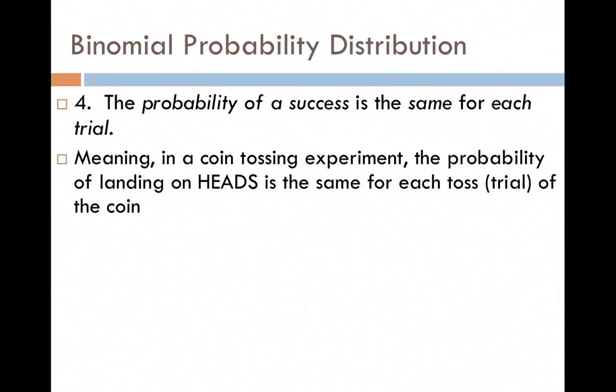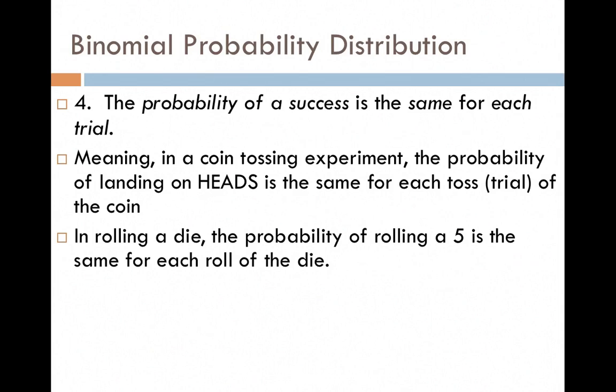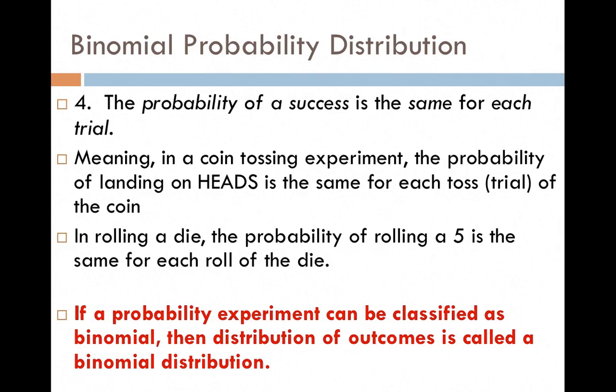And so when you're dealing with fair binomial experiments, you have the same probability of success for every single trial. Okay, so in rolling a die, the probability of rolling a 5 is the same, which is 1/6. And in conclusion, if those 4 conditions are met, the probability experiment can be classified as binomial. Then the distribution of outcomes is called a binomial experiment.